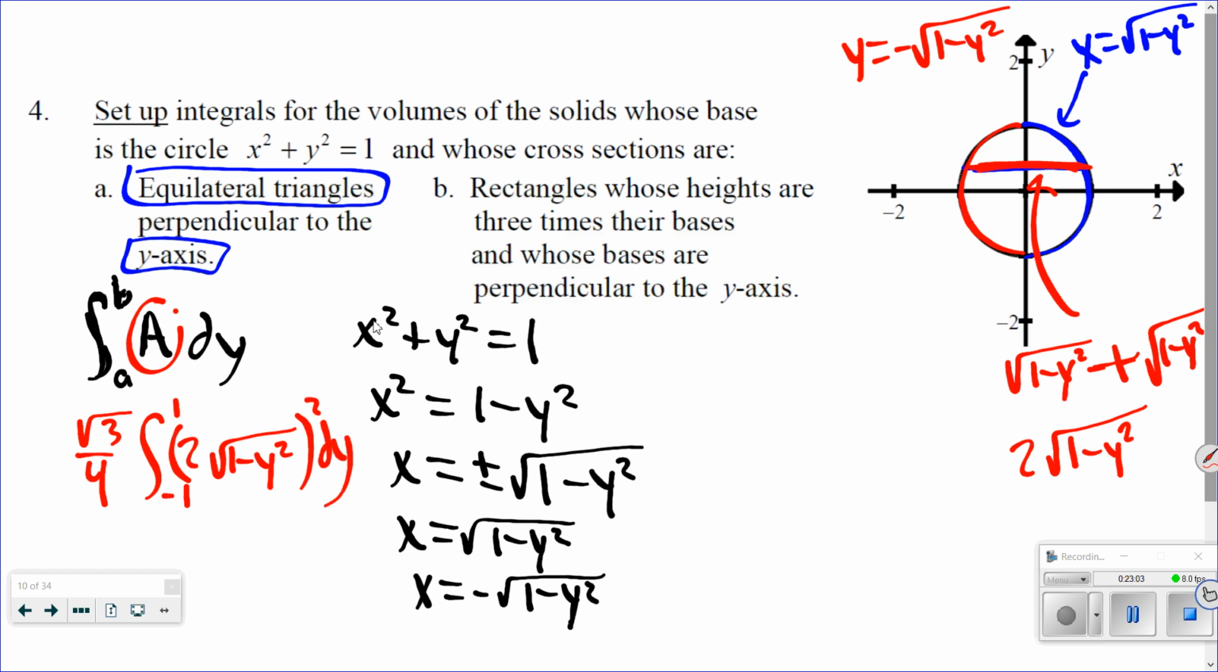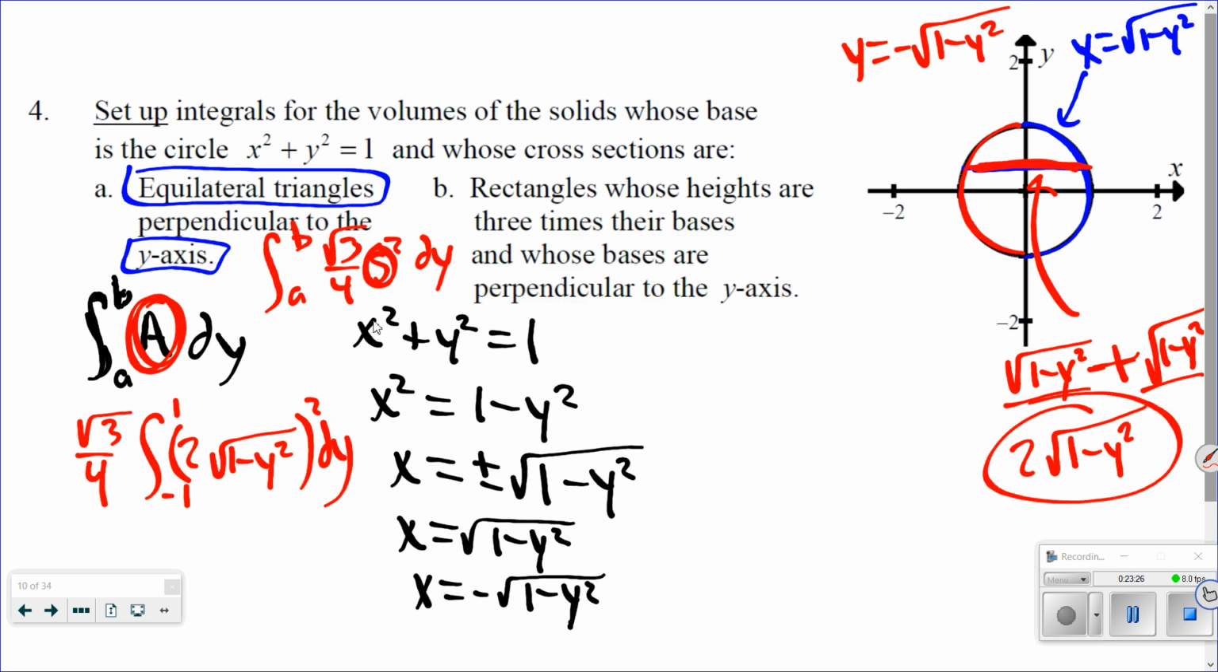Okay. So I kind of skipped a step there, but what I did was the area formula for an equilateral triangle is square root of 3 over 4 times the side squared. So I moved the square root of 3 over 4 out in front, and then I figured out what the side was. That was the length of this piece right here. So I went the right side minus the left side and ended up with that for the length. I plug that in for the side, and I end up with this. This is the definite integral that I would solve in order to find the volume of that shape that is formed. Okay, let's try part B.